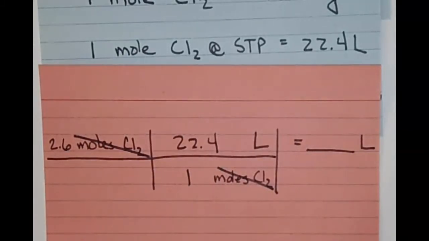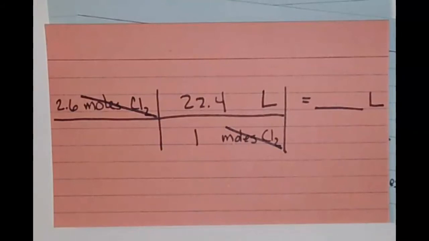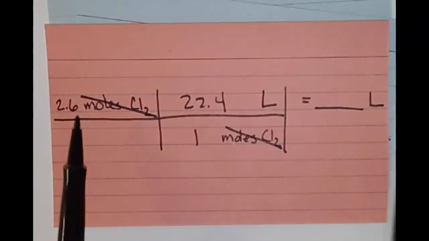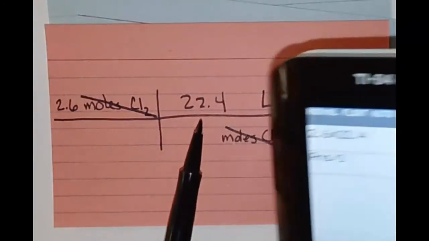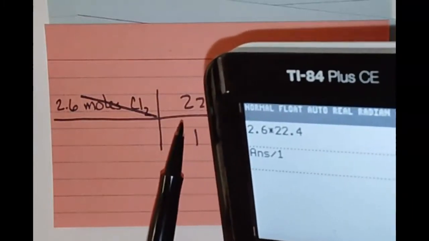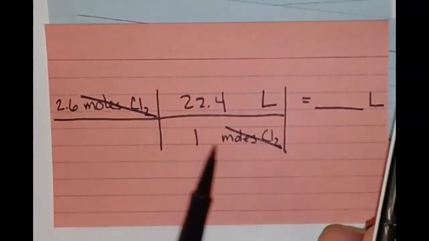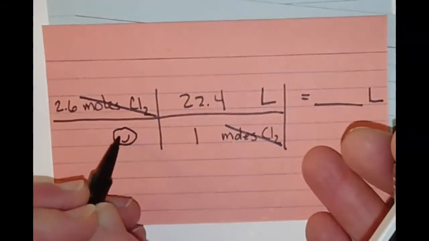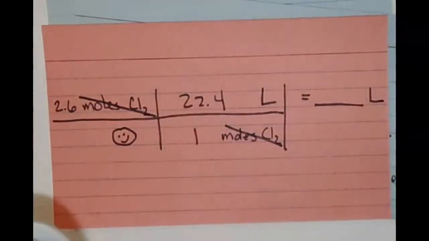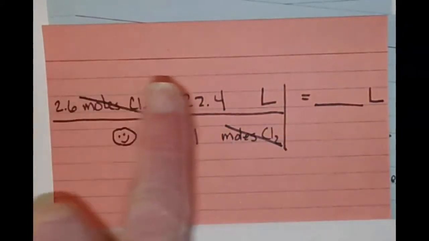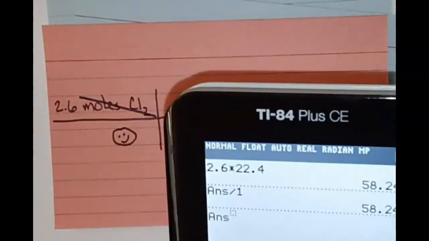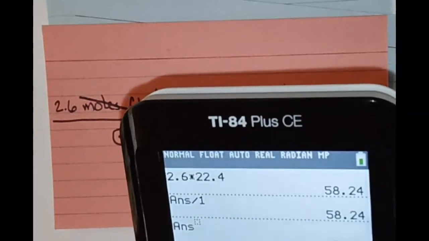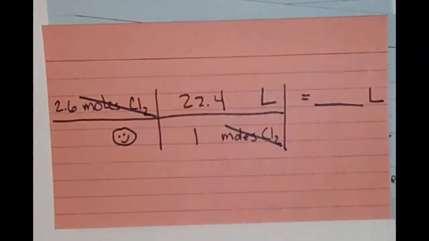So our next step is to do the math, where we multiply across the top, 2.6 times 22.4, and then hit enter, and then multiply across the bottom. This time we only have 1, and we all know we have nothing here. That's why I put my smiley face. 2.6 times 22.4 divided by 1. My answer is 58.24 in the calculator.